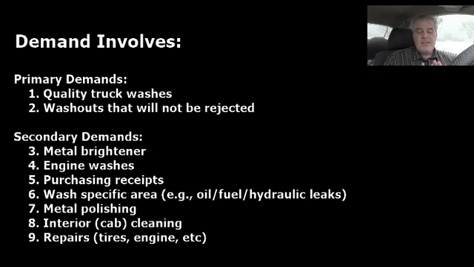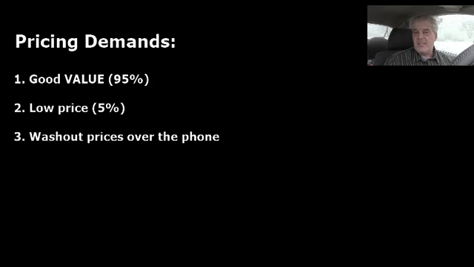Now there's also a category that I'm calling pricing demands. So this is demands in terms of pricing, obviously, that the customers had at the truck wash. And I'm estimating, kind of off the top of my head, but again, I was there 7.5 months, 6 days a week. I have a really good feel for what was going on. I would estimate 95% of the customers who came in there, above all else in terms of pricing, were seeking a good value.